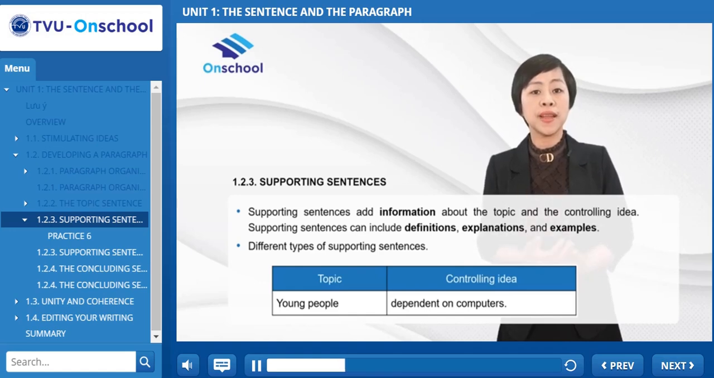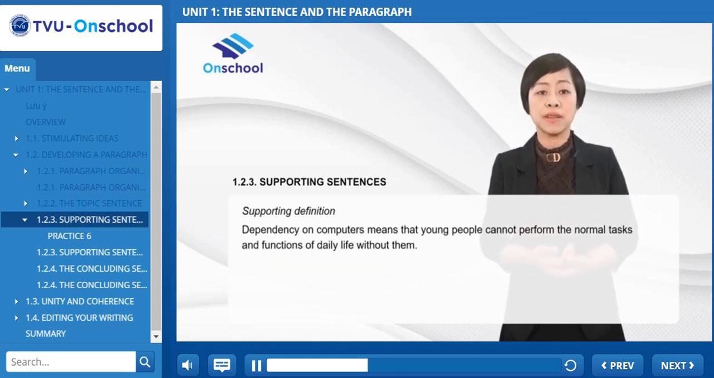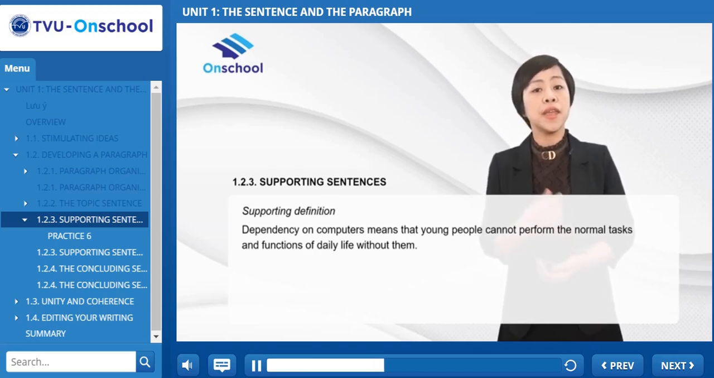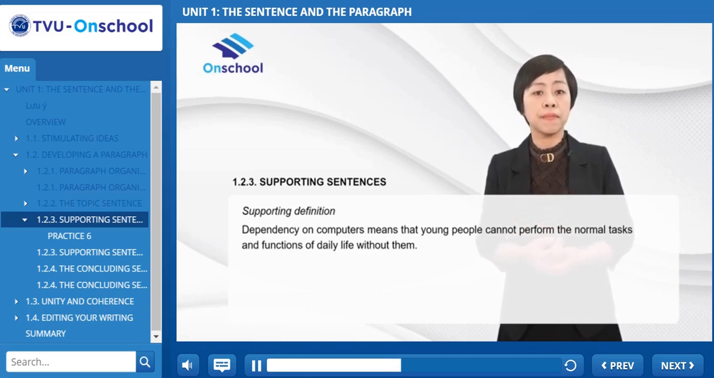So we have the topic sentence, young people are dependent on computers. Your supporting sentences can be a supporting definition. Let's have a look at this example. Dependency on computers means that young people cannot perform the normal tasks and functions of daily life without them.